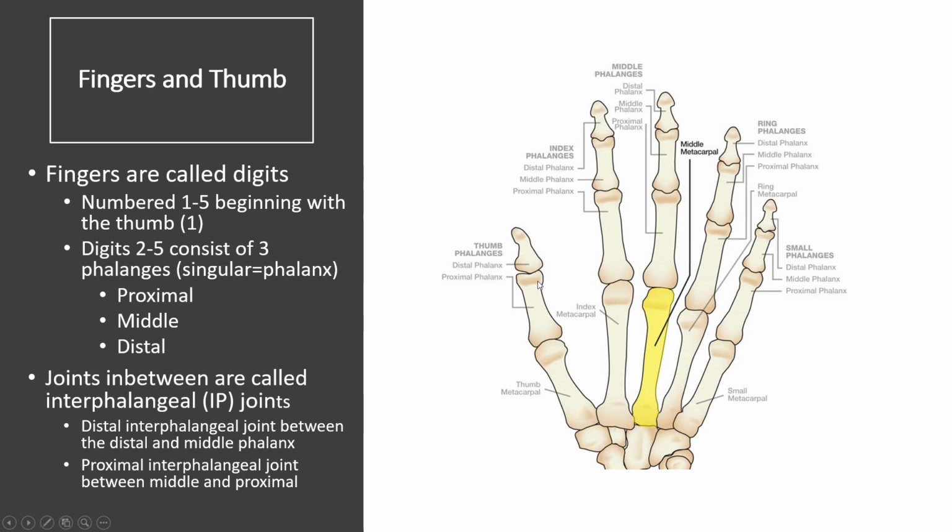The way that we're going to name the joints between each of these is going to call them interphalangeal joints. So phalange and then a joint between 2 phalanges will be an interphalangeal joint.